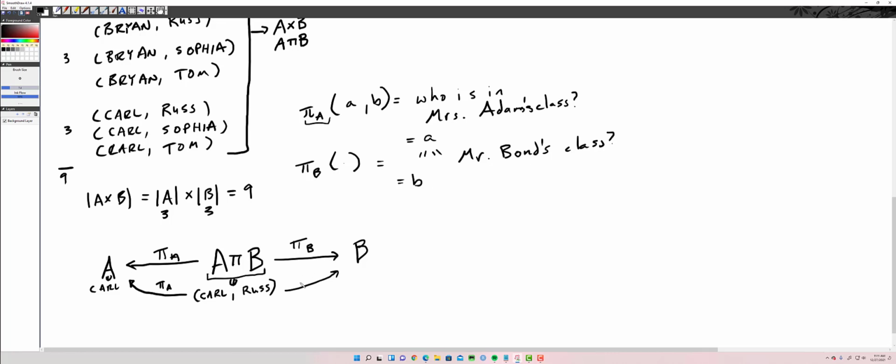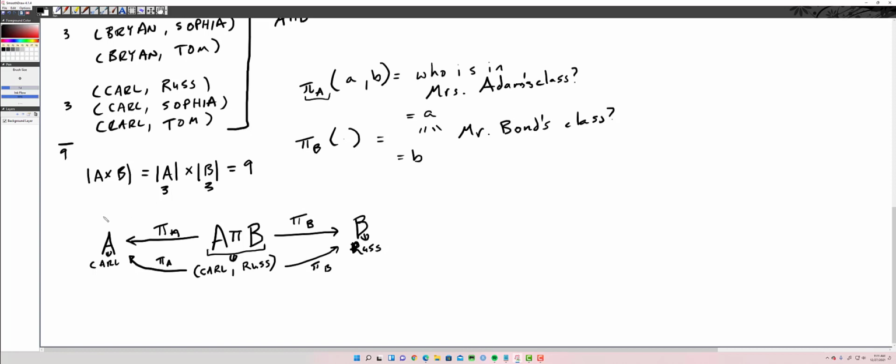And that's B, right? So from this pair, taking this pi B map, I get Russ. And we could tell Russ is in the set B, right? Now, why do we use the Greek letter pi for this? Well, pi is kind of like P in our language, and we're using the word projection to describe what this map is doing.